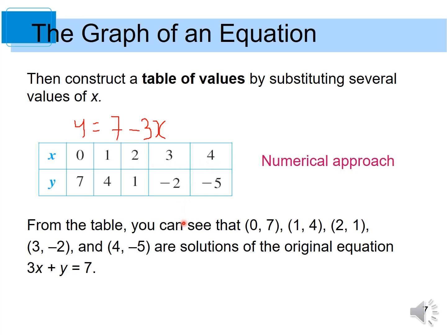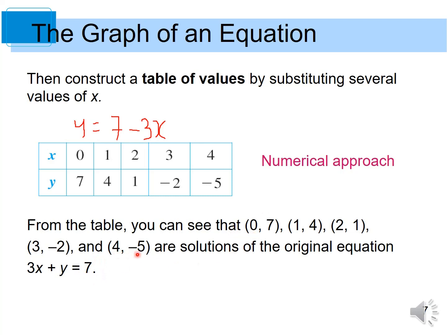After you have the values of y, you can verify the solutions you obtained in the table, whether correct or not. So we take some of the points to verify. Take the first point, (0, 7). You substitute the 0 and 7 into the original equation. So 3 times 0, which is 0, plus 7, equals 7. So the first one is correct.